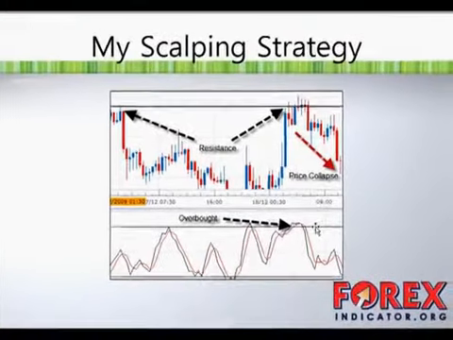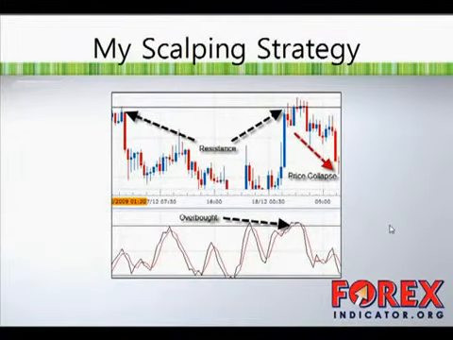Okay, so basically this is exactly the scalping strategy that I'm using to trade, and I hope that you guys find it useful. You can try it out on a demo account, and if it works for you, you could actually trade live with it.